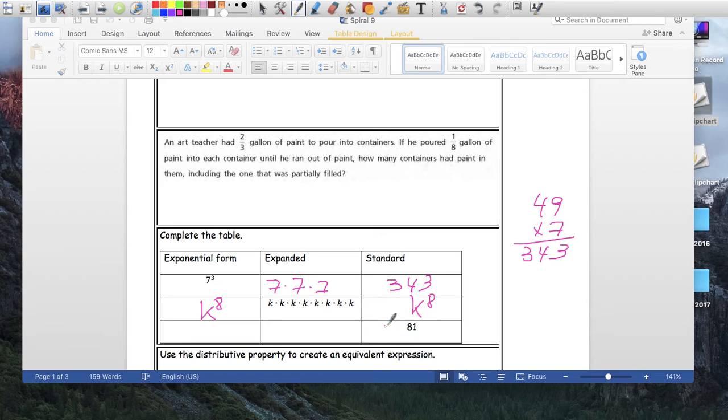81. Well, this one has different answers. You can write the expanded form 9 times 9, because 9 times 9 is 81, or 9 to the 2nd power. You could have also said that this is the same thing as 3 to the 4th power, which is 3 times 3 times 3 times 3, which is also 81. 3 times 3 is 9. 9 times 3 is 27. And 27 times 3 is 81.